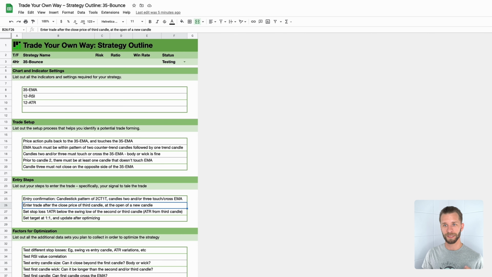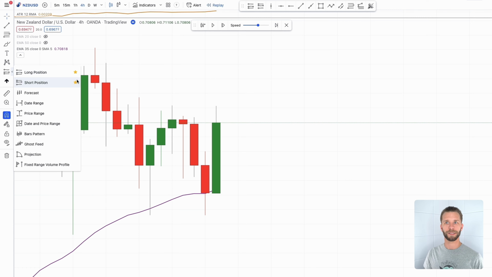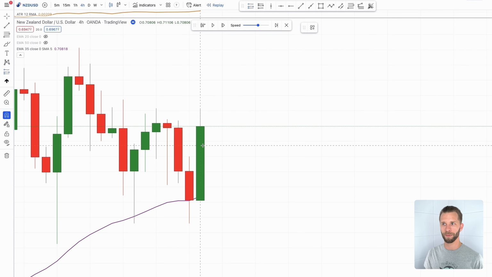Let's move on to entry step 2. Enter trade after the close price of the third candle, which is also the open of the new candle. So I'm going to get my trade tools here. If we click this here, we can see long position and short position. Seeing as I've got them favorited, they're in my hovering window up here too. And because we're in an uptrend, I'm going to put in a long position.